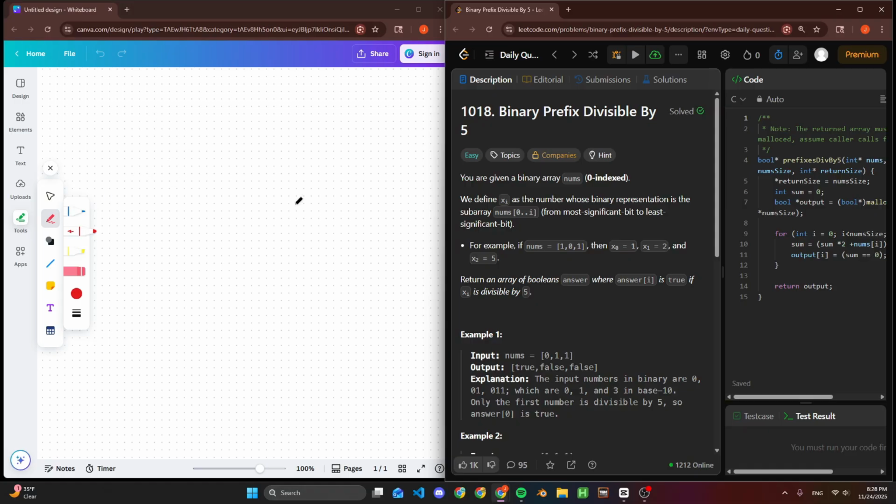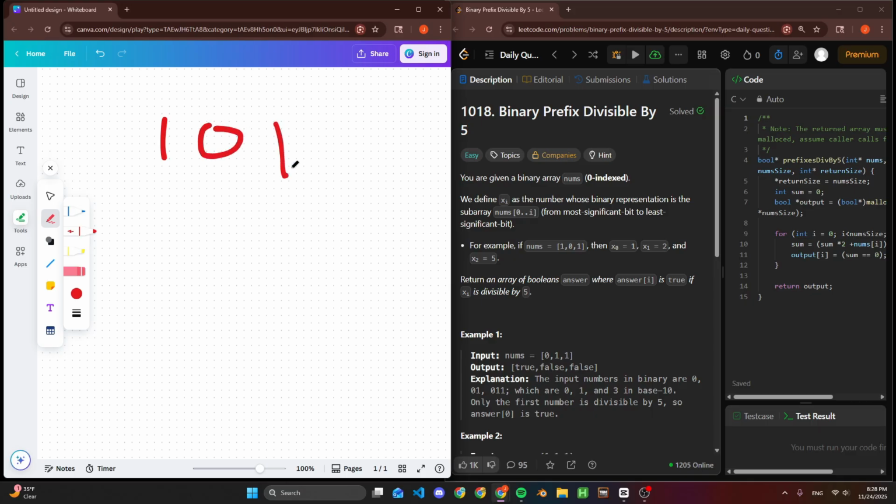Let's say you are given an array of binary numbers and you're trying to find if each prefix is divisible by 5. So let's take this example, 101. What this is asking is you're going to look through every prefix. The first prefix is going to be 1, and 2 to the power of 0 is 1. Is 1 divisible by 5? No, it's not. So it's going to be false.